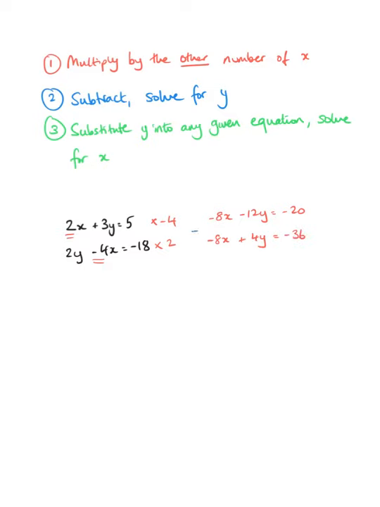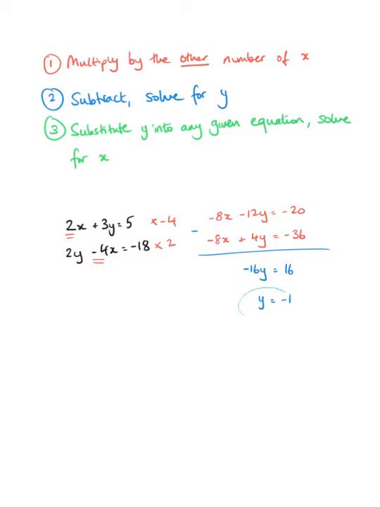So then do a take away. Minus 8x take away minus 8x is nothing, it goes away. That should always happen. Minus 12 take away 4 is minus 16y. Remember, you can always do that in your calculator if you need to. Minus 20 take away minus 36 is 16. It would have been easy for me to do minus 20 take away 36, but remember we're doing minus 20 take away minus 36. Then solve for y. y is minus 1.